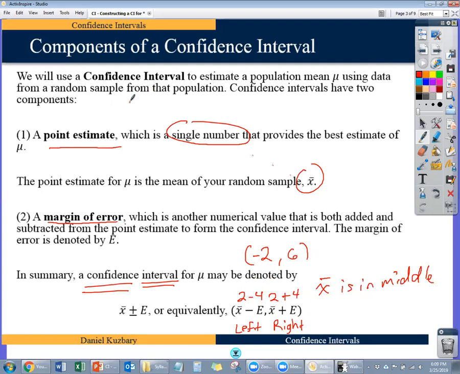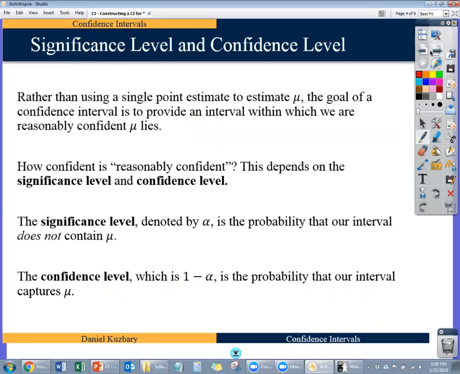So the point estimate, when you're looking for confidence intervals for mu, is really easy to find. It's just X bar. The margin of error is going to be more complicated, and we'll work our way up to that by the end of this video. Okay, there's some other ideas involved when we're talking about confidence intervals.